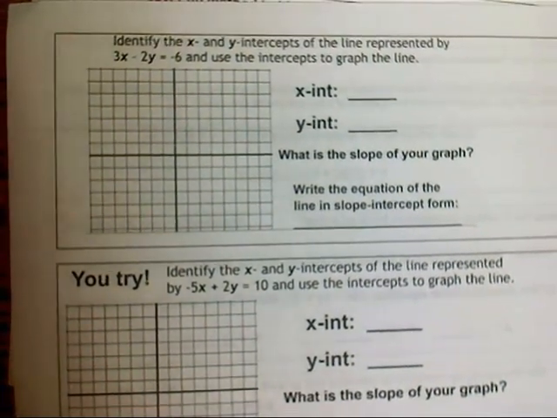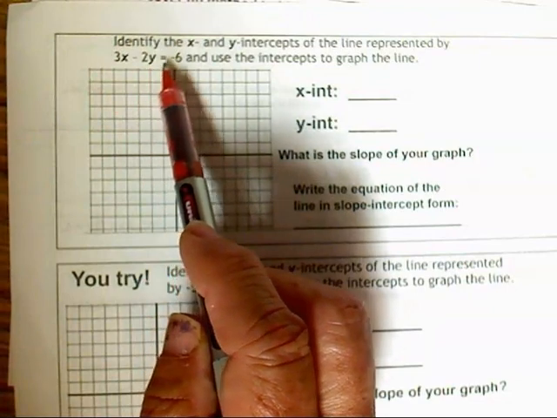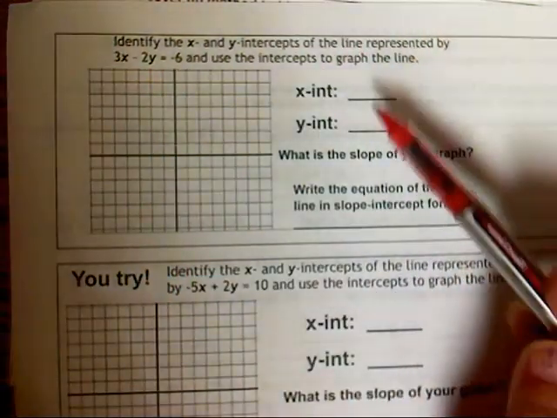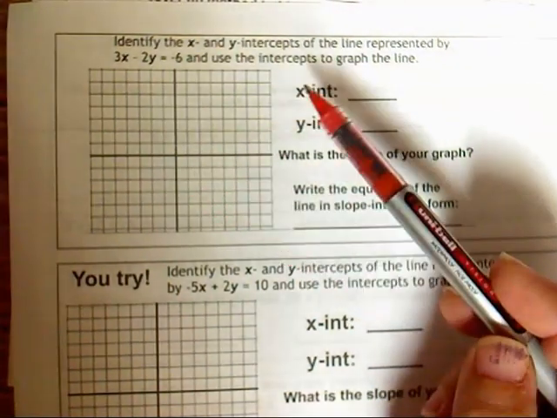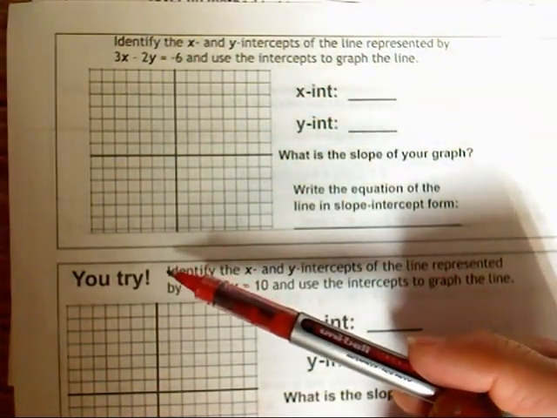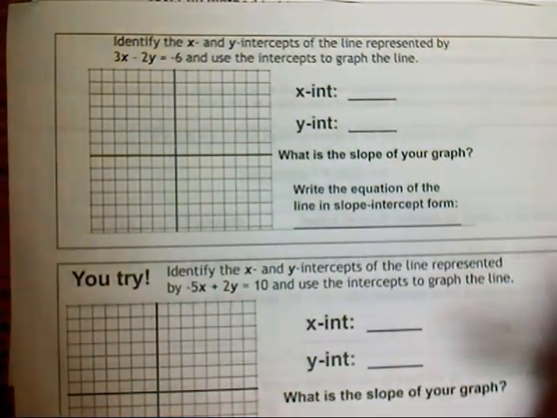So, if you have this equation that's in standard form, 3x minus 2y equals -6, could you find the x and the y-intercept? Could you plot those, connect the dots to graph it, and then find the slope? And I think, of course you can.